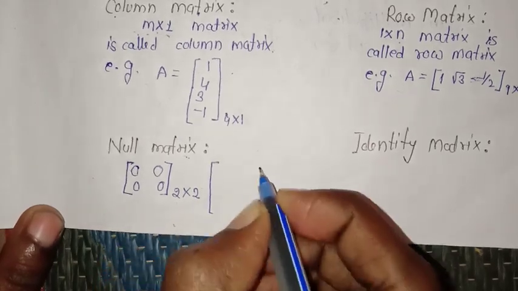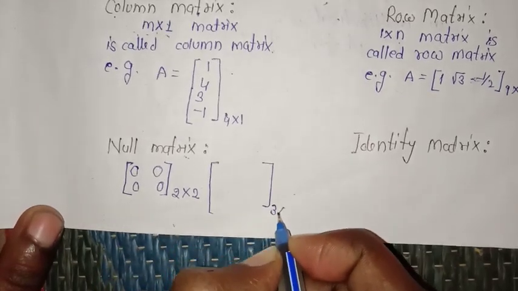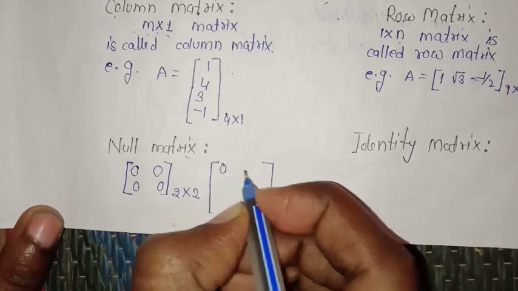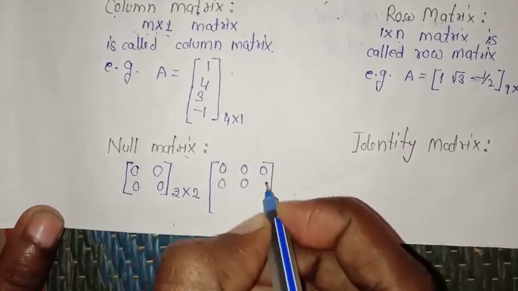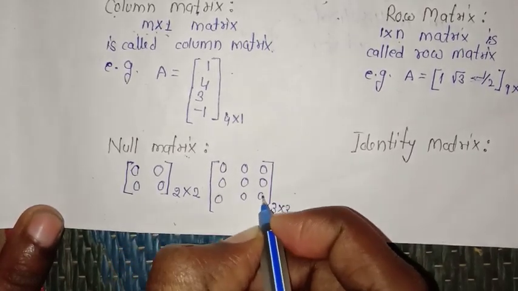Similarly, we can define a null matrix of order 3, that is a 3 cross 3 matrix in which all the entries are 0. So this type of matrix is called a null matrix.